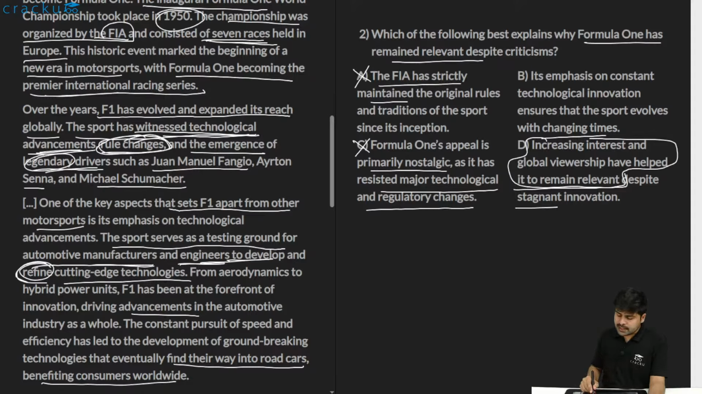But we can't really say that the innovation has been stagnant or stopped, right? The innovation has been continuing. It is still going on. So this is incorrect. The correct answer is option B. Let's look at the third question.